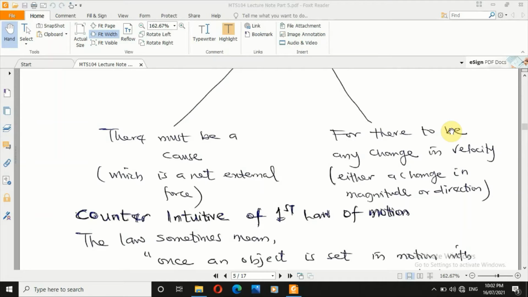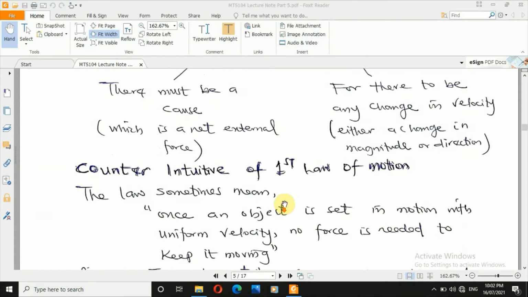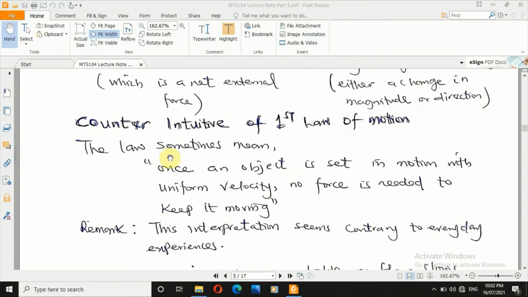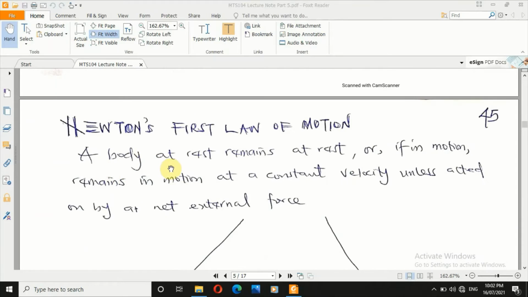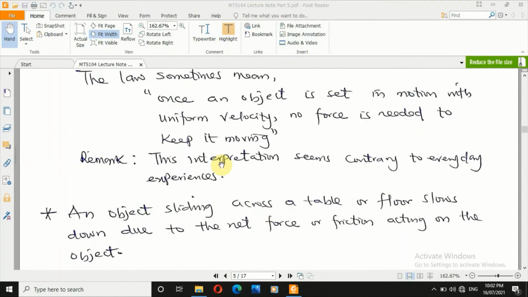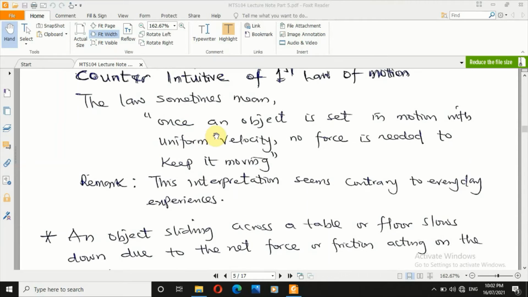So now let's consider the counterintuitive nature of the first law of motion. This is very common. You see it in most textbooks. They call it the counterintuitive first law. If you look at the first law very well, a body at rest remains at rest, or if in motion, remains in motion at a constant velocity unless acted on by a net external force. What this is saying is that once an object is set in motion with uniform velocity, no force is needed to keep it moving.